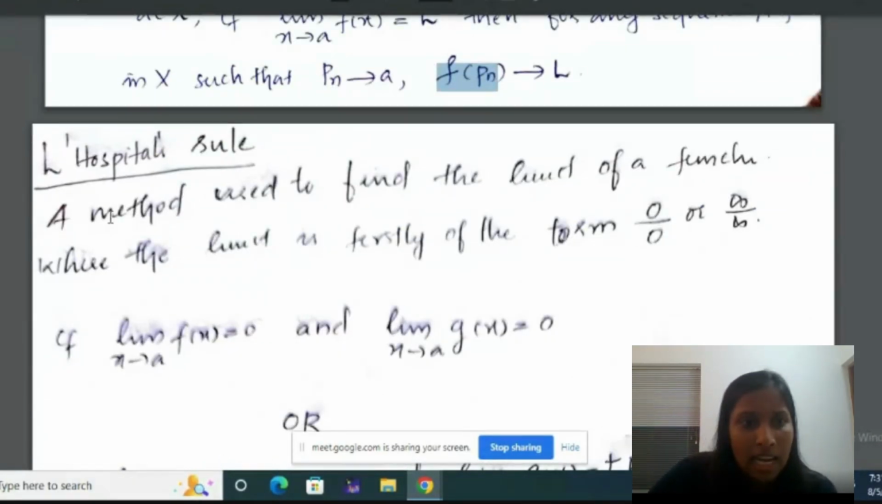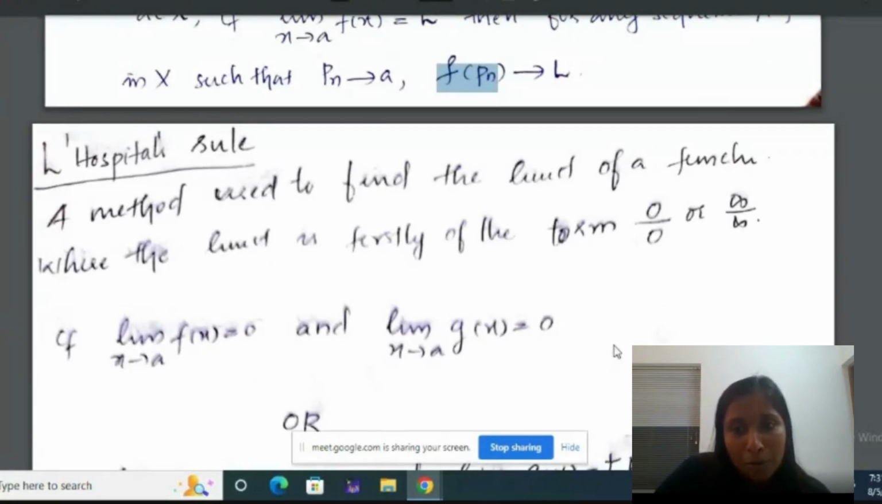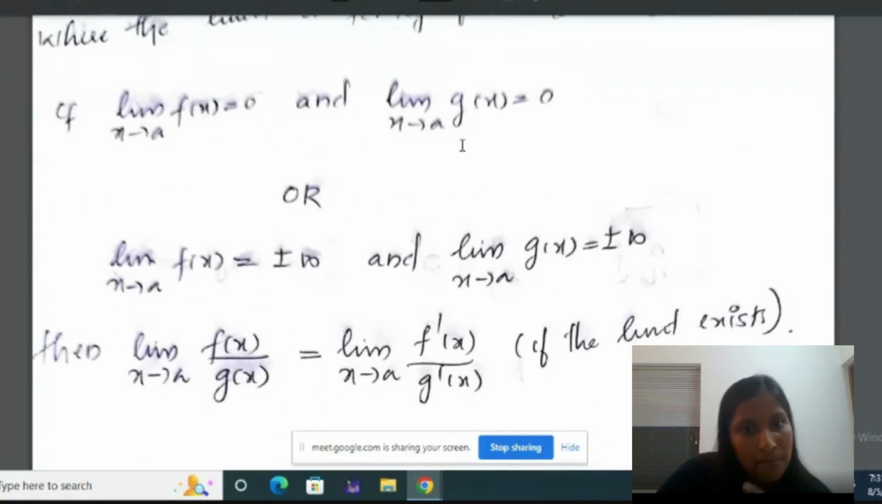Okay, next one is L'Hospital's rule. This method is used when you encounter a 0 by 0 form or an infinity by infinity form. Like if the limit as x tends to a of f of x equals 0 and the limit as x tends to a of g of x equals 0, or if both are minus infinity or plus infinity simultaneously, then consider the limit as x tends to a of f of x by g of x. This result is used when the given function is in the form of a fraction, f of x by g of x. So this limit will be equal to the limit of f dash of x by g dash of x, if this limit exists.